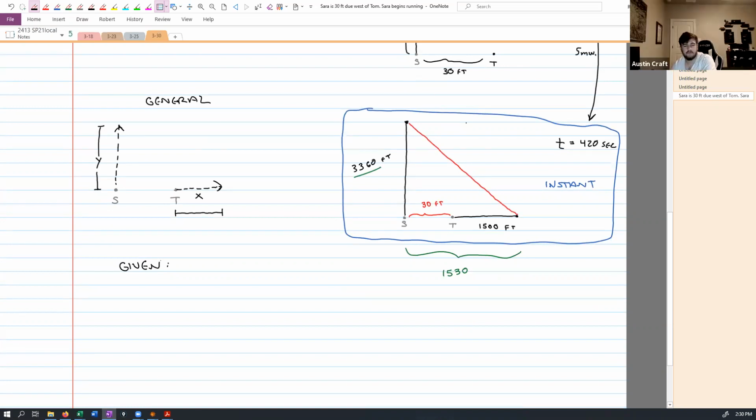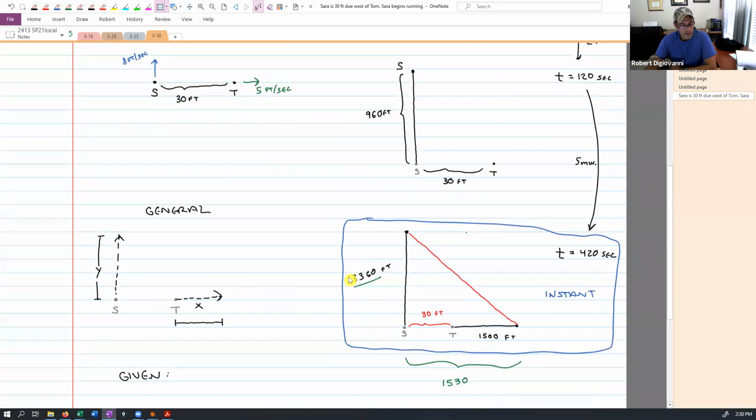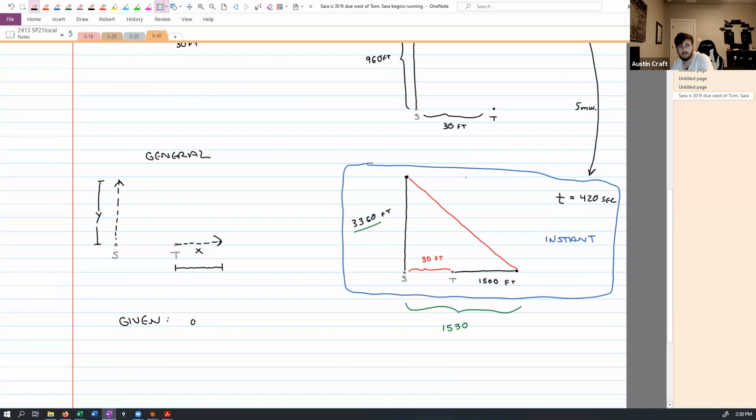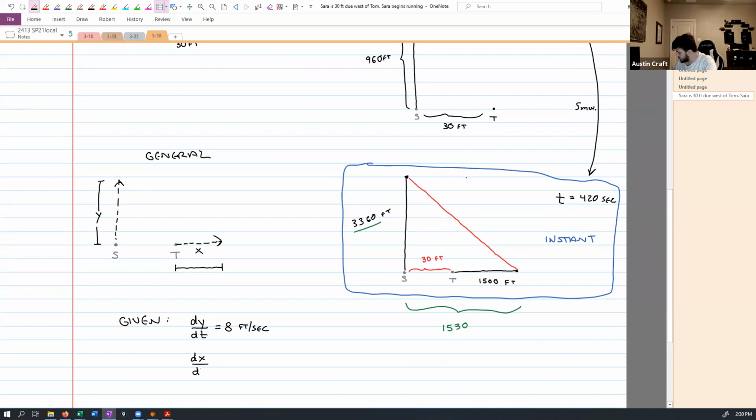What's given? Sarah begins to run north at a constant rate of 8 feet per second. So we have dy/dt, that's Sarah, is 8 feet per second. We also have dx/dt, which is Tom's speed, 5 feet per second.